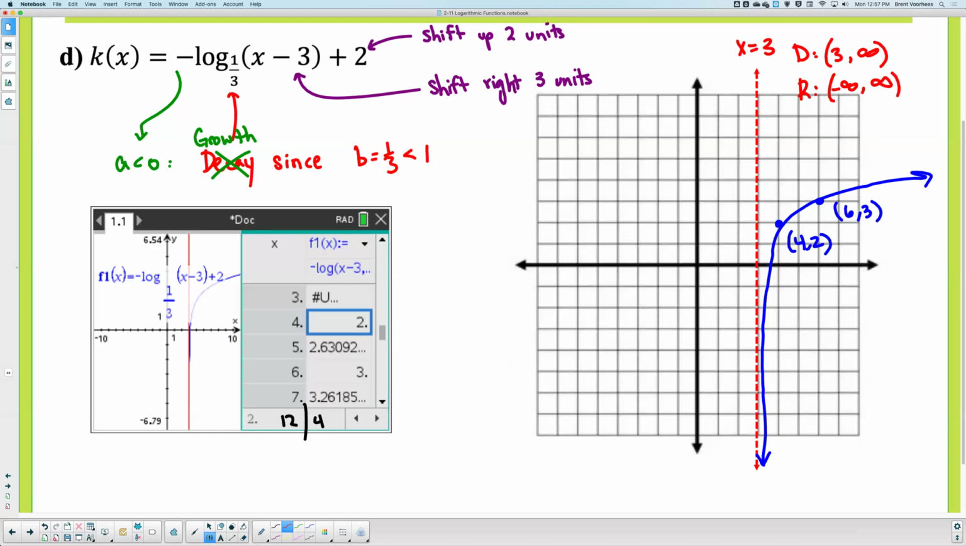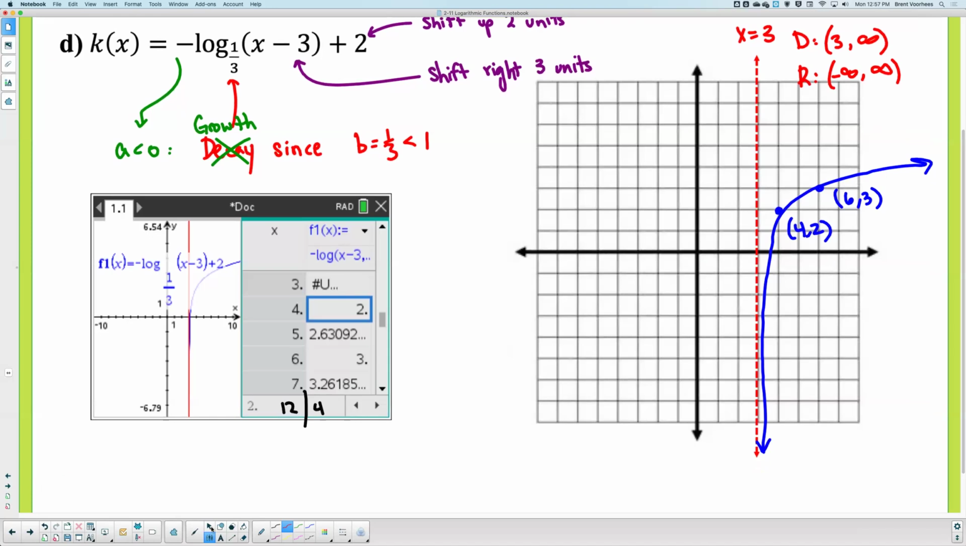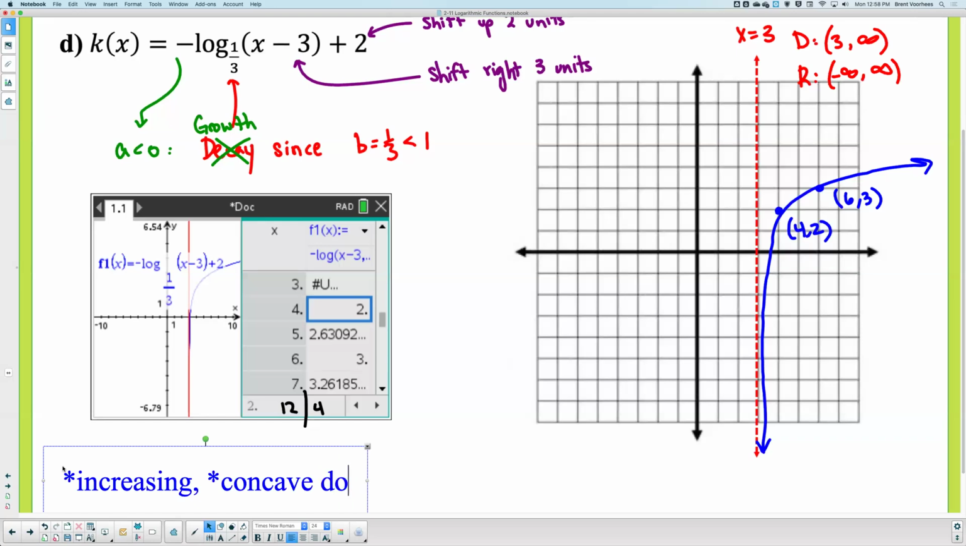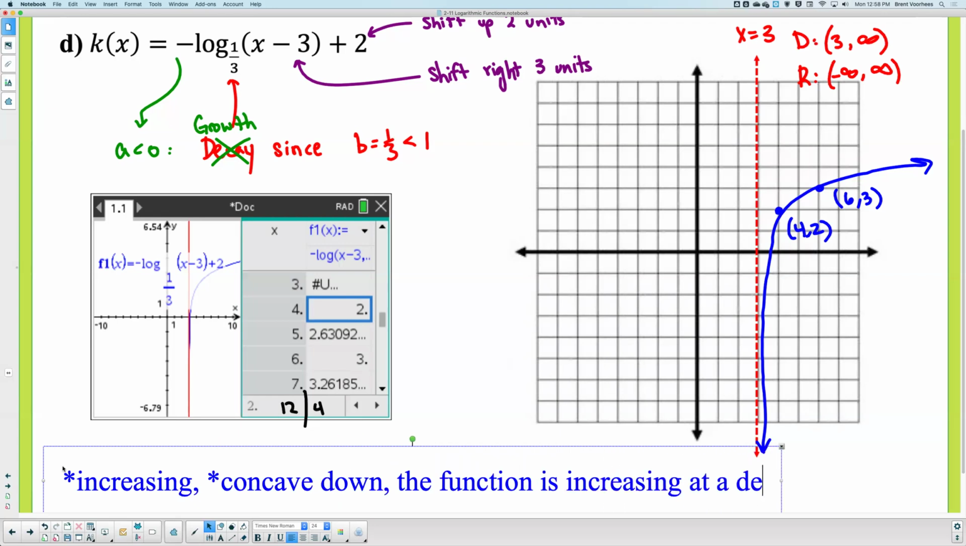Okay, are y'all ready for this? Oh, sorry, one more thing. Increasing, decreasing. This graph is increasing. Concave up or concave down? Is it curving up or curving down? Okay, so it's concave down. Therefore, when you put those together, the function is increasing at a decreasing rate.